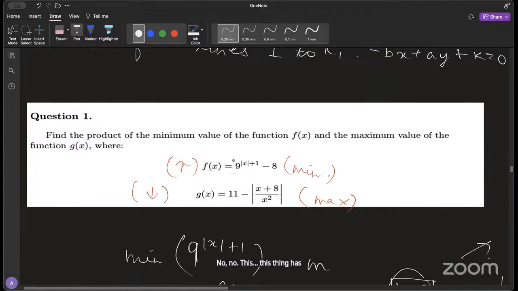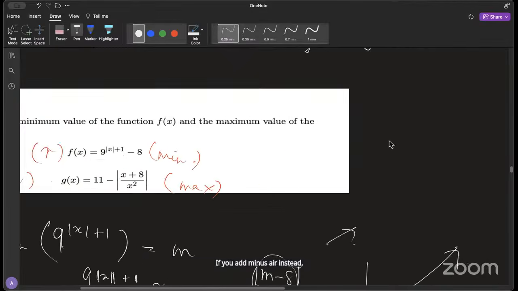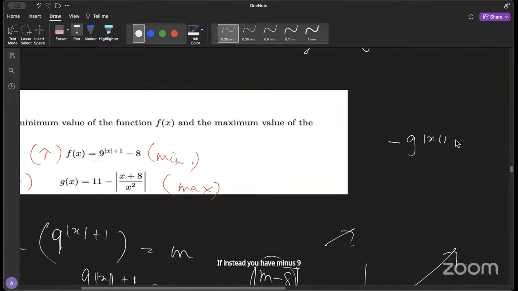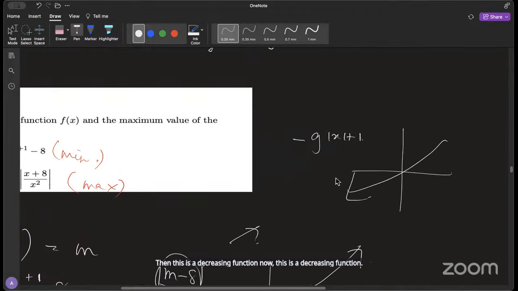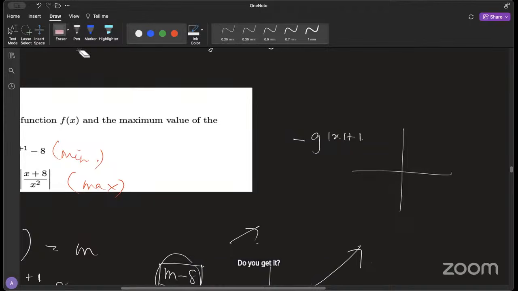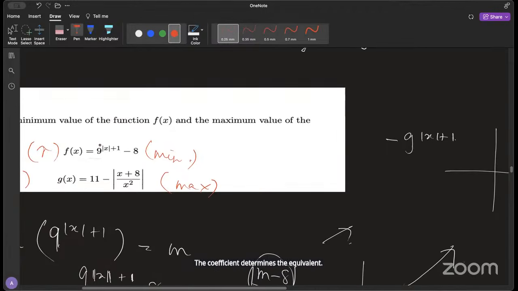This thing has a positive sign here, right? If you had a minus here instead, if you had minus 9 to the power mod x plus 1, then this is a decreasing function now. And because it's a decreasing function, it cannot have a minimum value. Its value keeps decreasing. The sign matters here, this positive 9 is what matters. And the maximum of g of x will be 11.